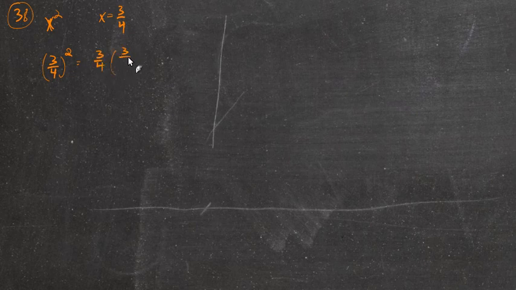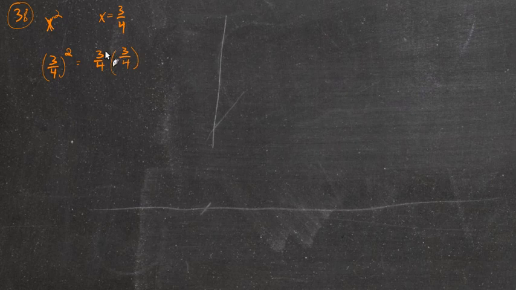And x squared when x is 3 fourths. So now we just have a variable expression, or an algebraic expression, with the idea of a power there. So we're just going to let 3 fourths go in there and replace x. So we have 3 fourths squared, which just means 2 factors of 3 fourths. So 3 fourths times 3 fourths.